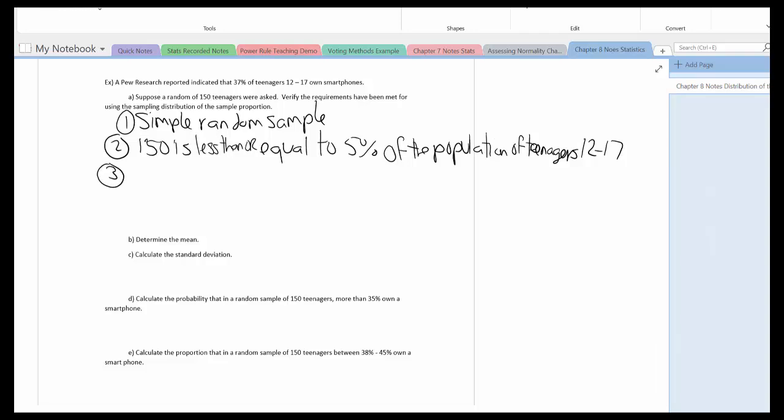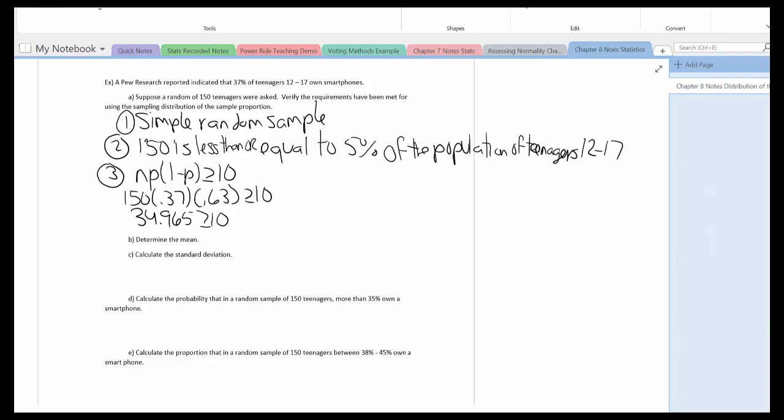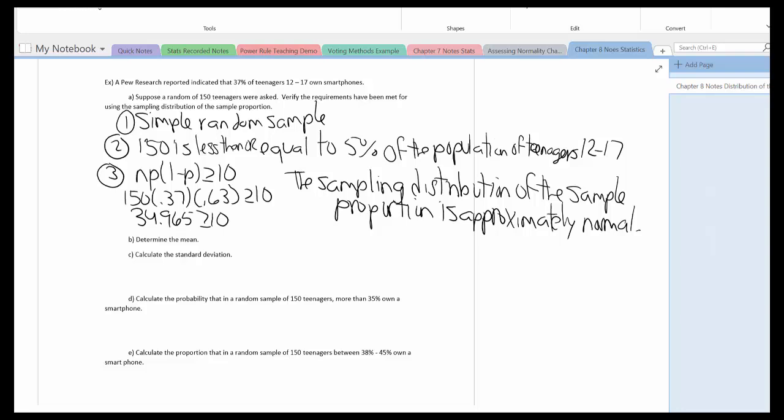Now, I need to check the sampling distribution. So we hope that n times p times 1 minus p is greater than or equal to 10. Well, in this case, n is 150, p is 0.37, 1 minus 0.37 is 0.63. When you put that into the calculator, you get this, which is certainly greater than or equal to 10. So what does that mean? The sampling distribution of the sample proportion is approximately normal.